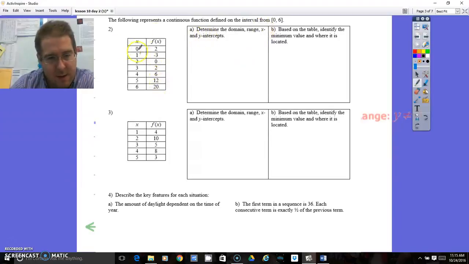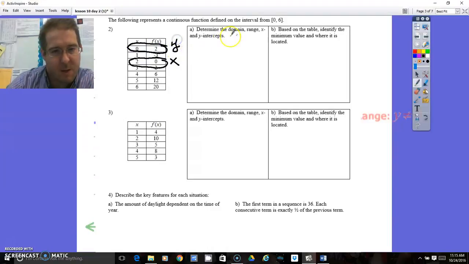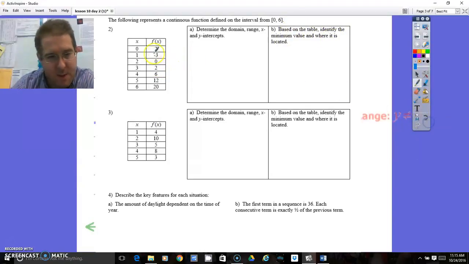Okay, so the x-intercept. The x-intercept is when it has a height of nothing. So there's the x-intercept, and there's a y-intercept. And the reason I know that is because the y-intercept has an x of 0. The x-intercept has a y of 0. It's just that easy. Based on the table, identify a minimum value and where is it located. So the minimum value happens to be at 1, negative 3. And the reason I know that is because negative 3 is the lowest the function ever goes.